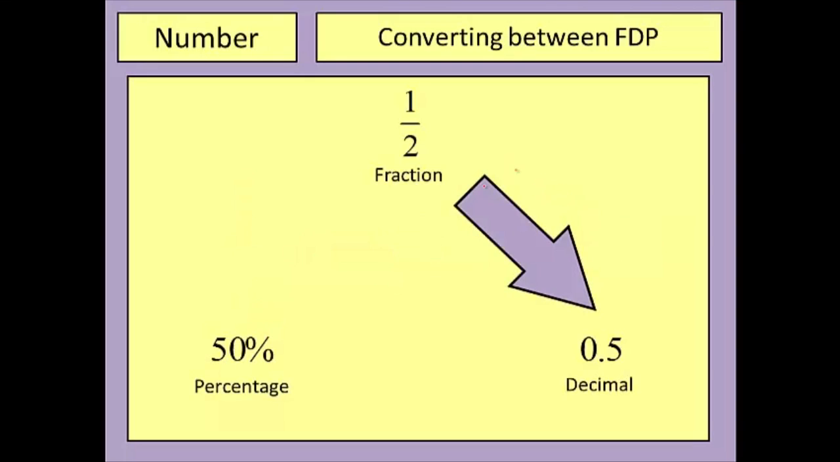So first of all, the way to think about converting between fractions, decimals and percentages is like a cycle. If you start with a fraction, you can turn it to a decimal, turn it to a percentage, and then back into a fraction. To start off with, we're just going to have a look at converting between a fraction and a decimal.